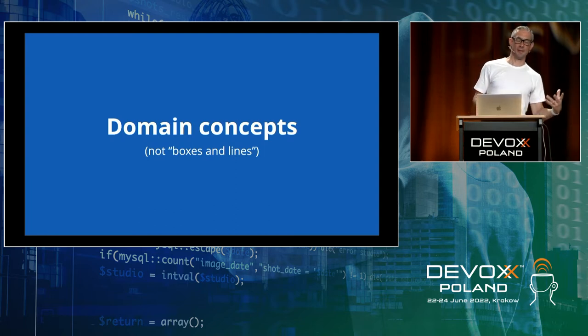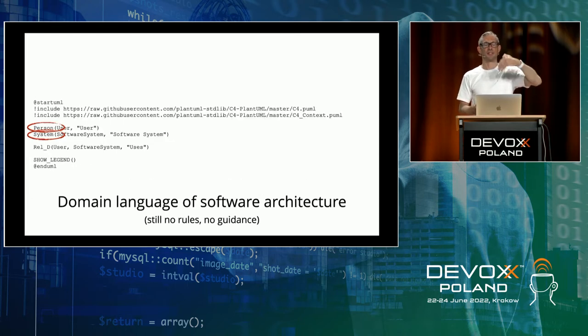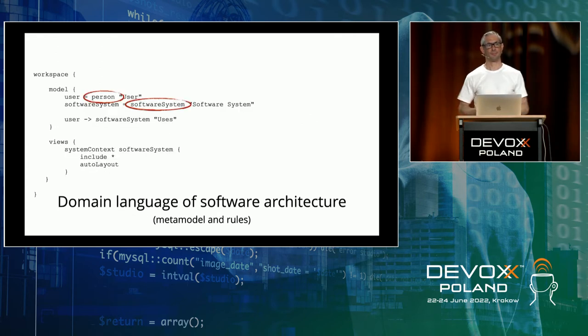So the big difference here is we're talking about domain concepts. In languages like Mermaid and PlantUML, you're talking about boxes and rectangles and arrows. Right? That's not good for software architecture diagramming. C4 PlantUML takes this one step further and allows you to talk about people and software systems. So these are domain concepts, but we're still in diagramming territory here. I want to do this. I want to craft up a single model as a text file and really talk about those domain concepts, because then we can do a lot of interesting stuff under the covers.